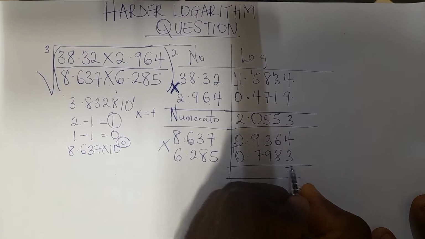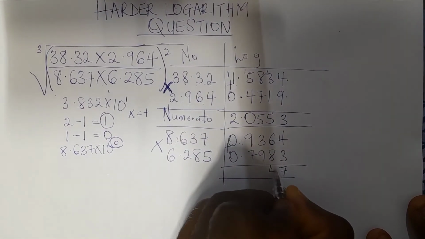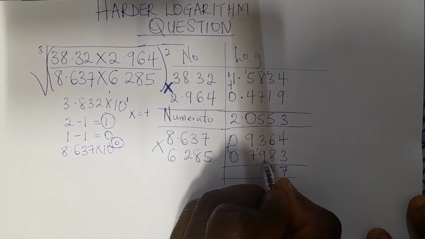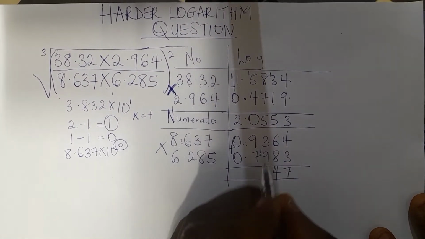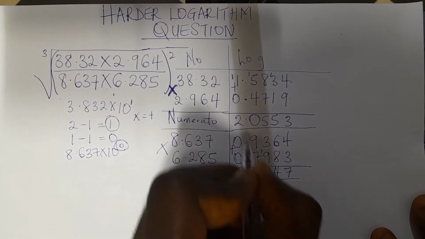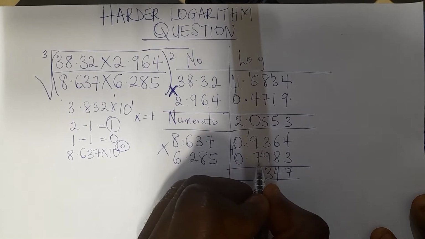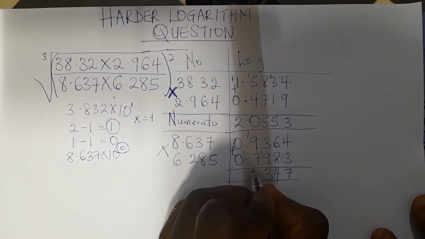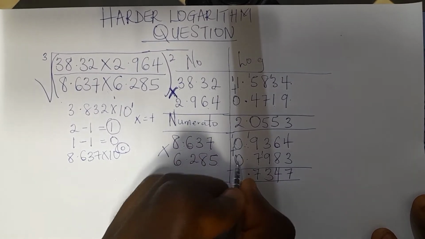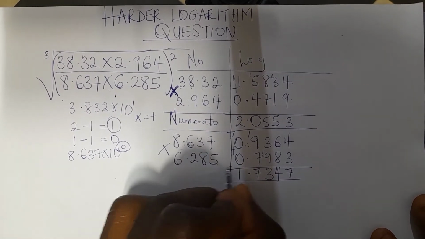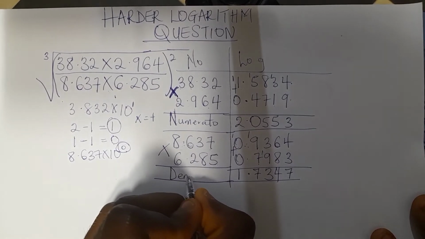It gives us 7. Now 8 plus 6, 14. 4 remainder 1. Okay, 9 plus 1, we have 10. Plus 3, we have 13. So 3 remainder 1. Okay, now 1 plus 9, 10. Plus 7, 17. 7 remainder 1. So 1 plus 0 still gives us 1. Now we've achieved the denominator.